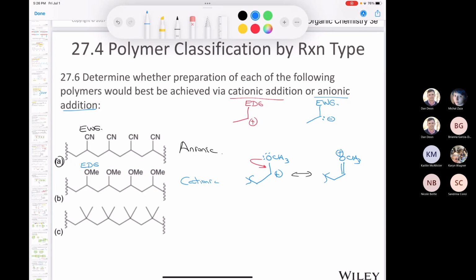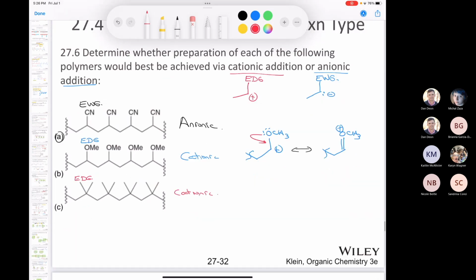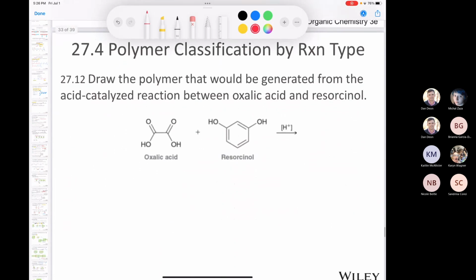And then the last one, we have some methyl groups. Those are also called alkyl groups. We know they're electron donating via hyperconjugation. So these are also electron donating groups. So we'll put cationic on this one as well. All right, there we go. So cationic and anionic polymer.